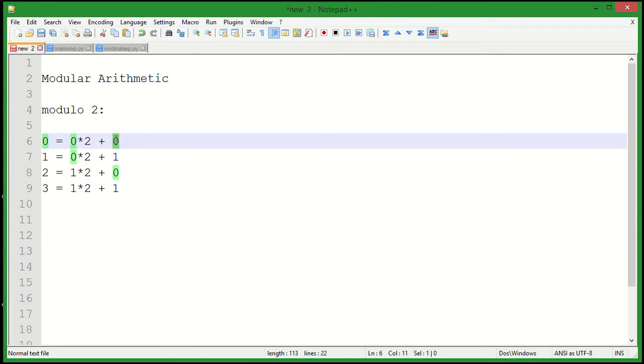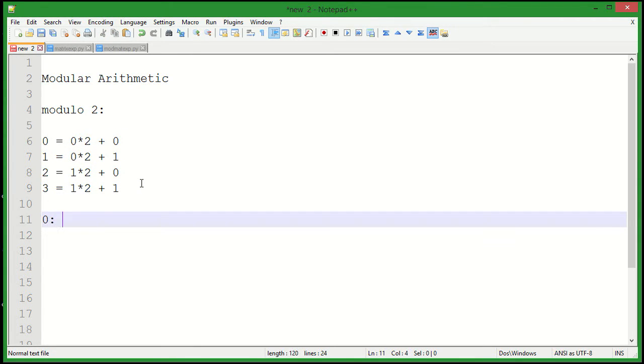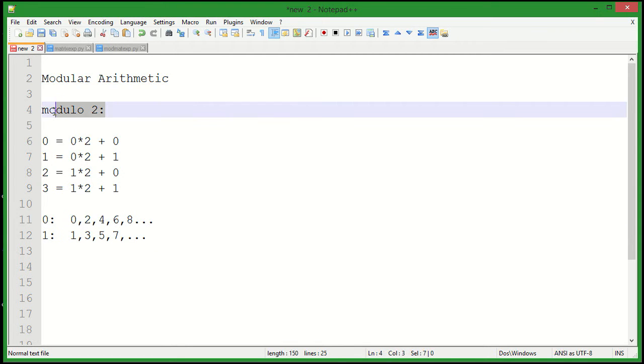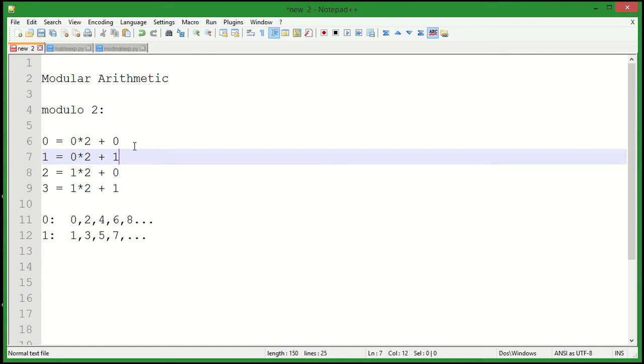If we group all the numbers based on their remainders, the things with a remainder of 0 are going to be 0, 2, 4, 6, 8, and so on. And the things with a remainder of 1 are going to be 1, 3, 5, 7, and so on. Obviously these are the even numbers, and these are the odd numbers. That's because even and odd is really just arithmetic modulo 2. It's grouping the numbers based on their remainder when divided by 2. Even numbers have a remainder of 0, odd numbers have a remainder of 1.